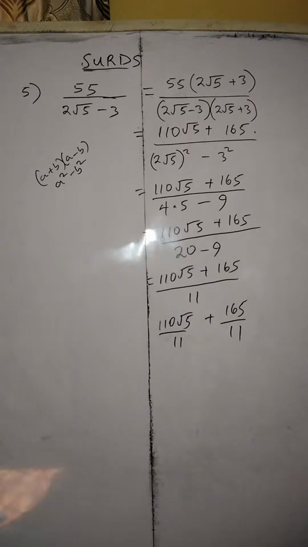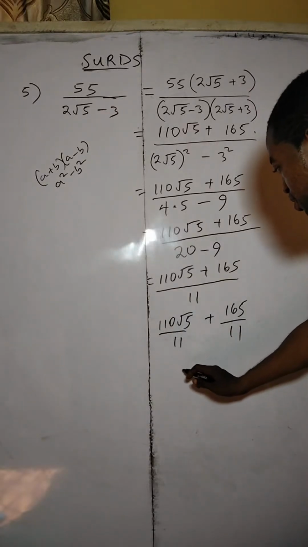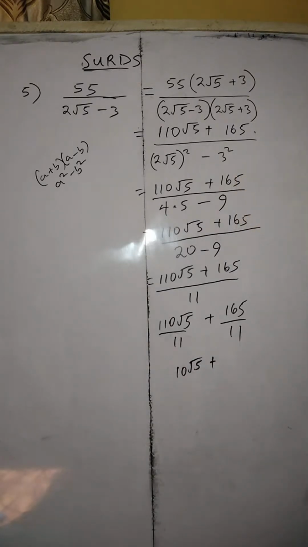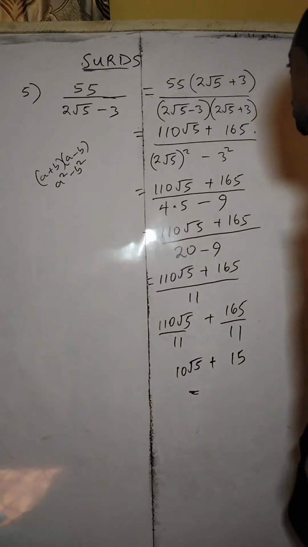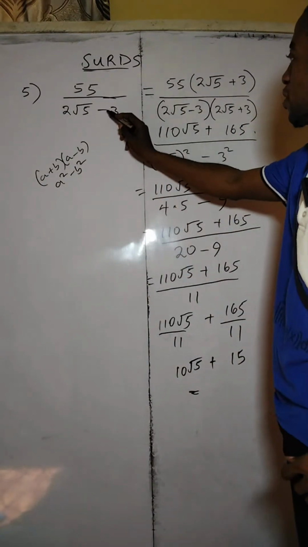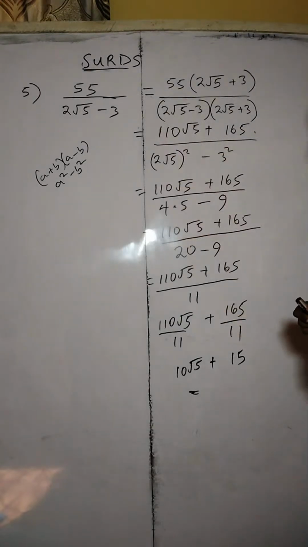Then here 11 goes in 110, that gives us 10 root 5, then plus, also 11 goes in 165, we have 15 from there. So therefore we have the simplified form of this particular solved problem as 10 root 5 plus 15. So that is how to rationalize any given surd. So we multiply and divide by the conjugate of the denominator, and we simplify.